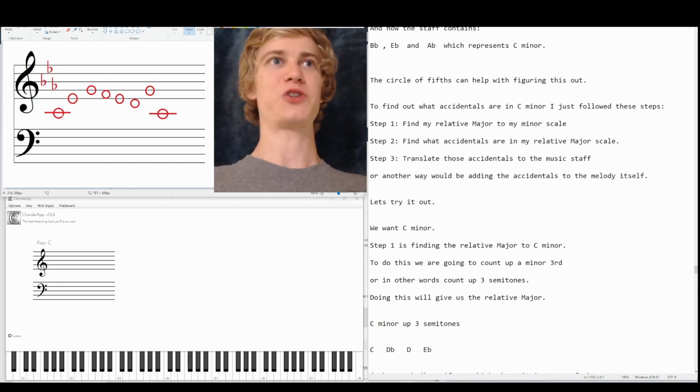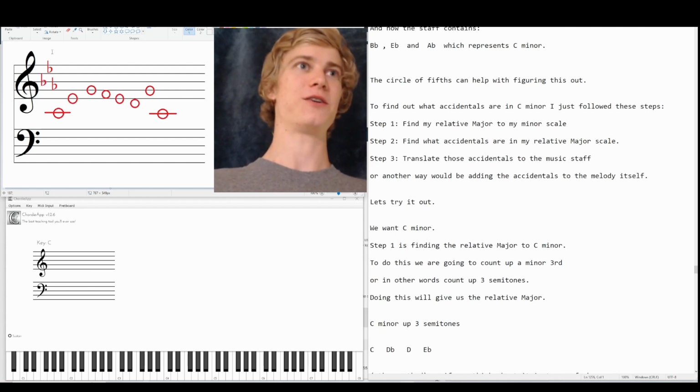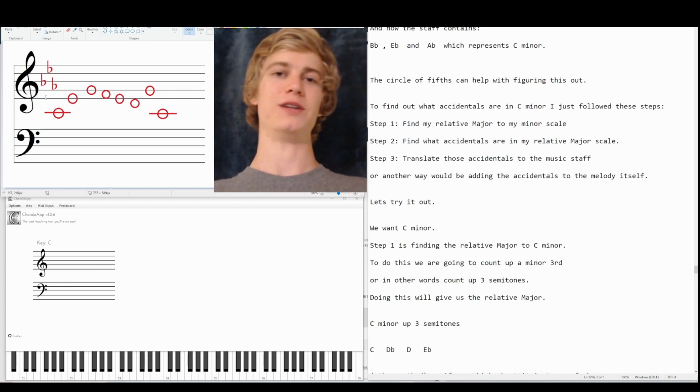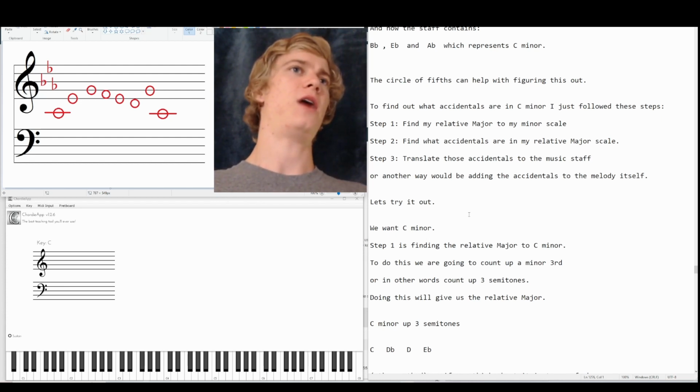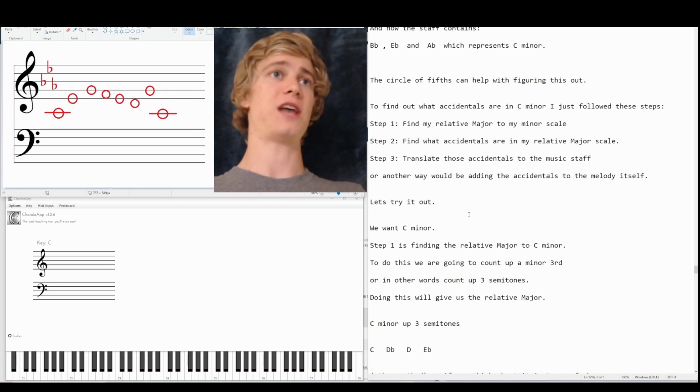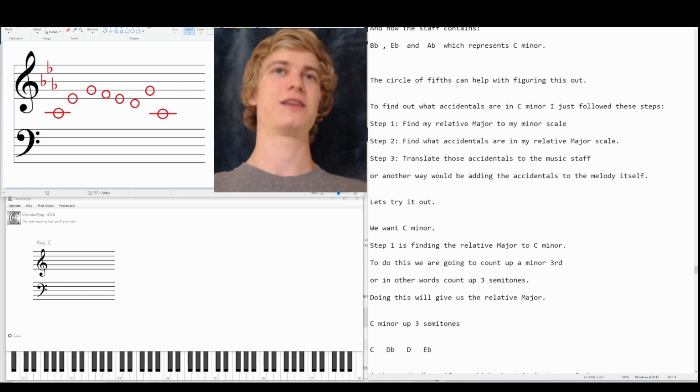So the fact that we're starting on C and we see these notes here is communicating to us that we are in C minor. So let's figure out how I understand this and how I figured all this out. Okay, so here's the sort of method that I use. I'm going to use the circle of fifths, which can help us figure this out. To find out what accidentals are in C minor, I just follow these steps.